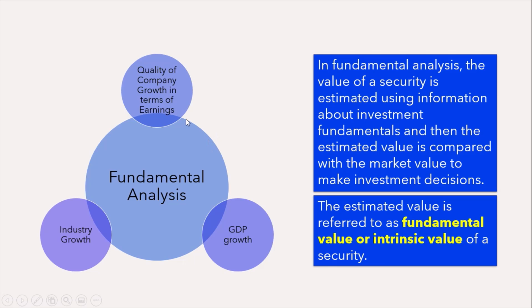So since kanina nabanggit ko na yung macroeconomic, we also take into consideration the GDP growth of a particular country. And also, kanina nasabi ko yung industry and company analysis. That's why you also have to take into consideration the trend that is happening in the industry itself. Ano? So, titignan mo rin yung industry growth. So, after taking into consideration these three specific characteristics or traits, itong pinag-uusapan nating quality of company growth in terms of earnings, actually dito magfo-focus or dito mas nakasentro yung usapin natin in terms of equity valuation.